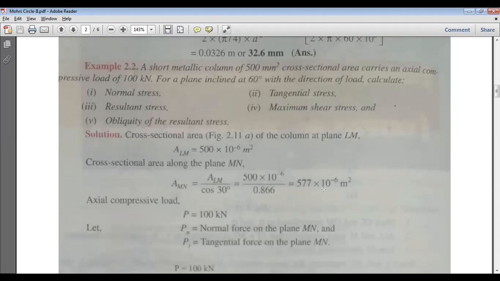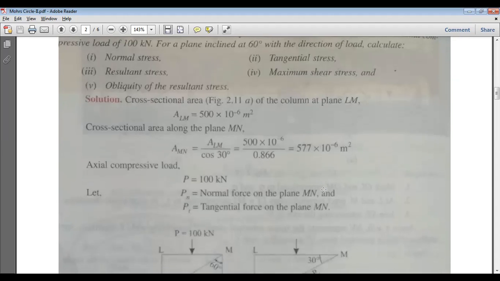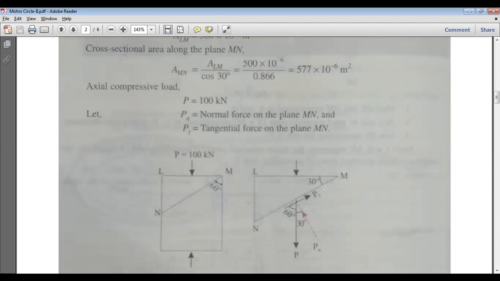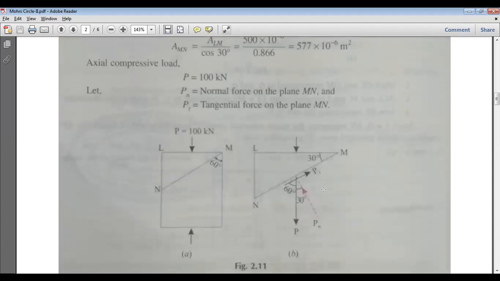Now come to the axial forces. We have a 100 kilonewton axial force. Normal force Pn is not given, that we have to determine. Pt, the tangential force, we also have to determine. So now come to the figure. You will find this is the figure. This 100 kilonewton compressive force is acting on face LM.